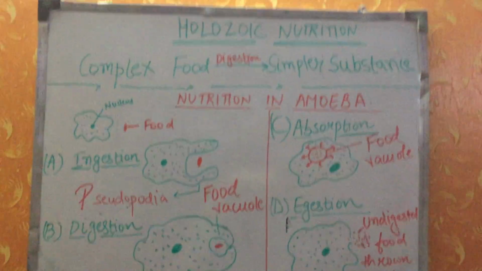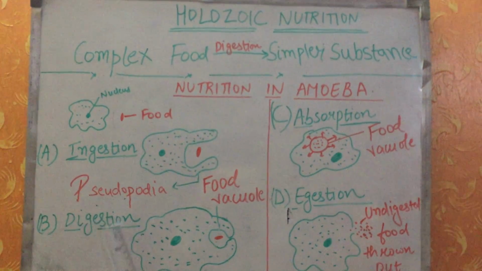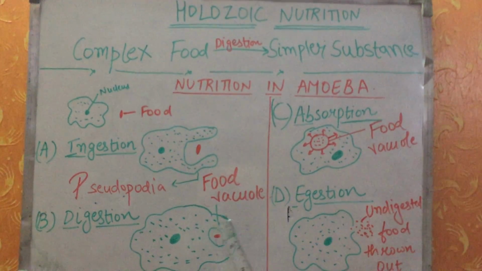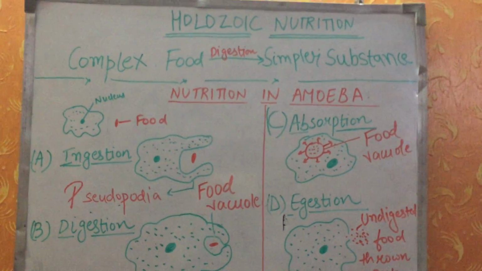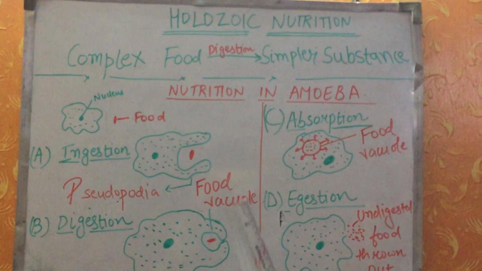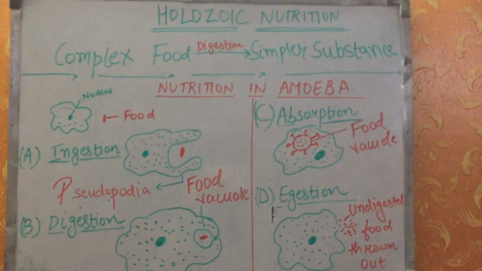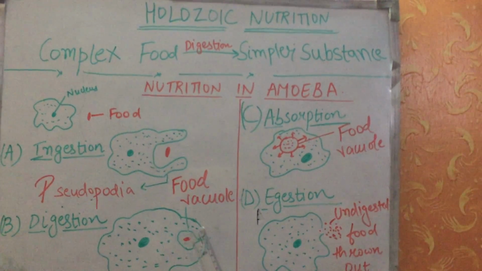Okay. The second step is the digestion of the food. Amoeba will take this food particle inside by the formation of a food vacuole. ये food के आसपास एक food vacuole बनाएगा and it will take the food inside.